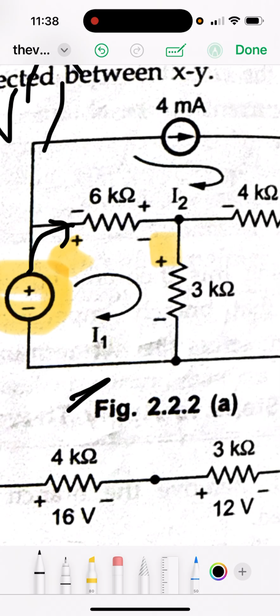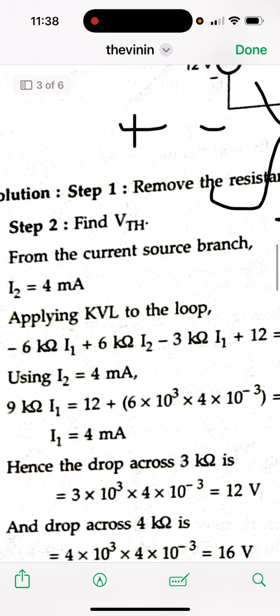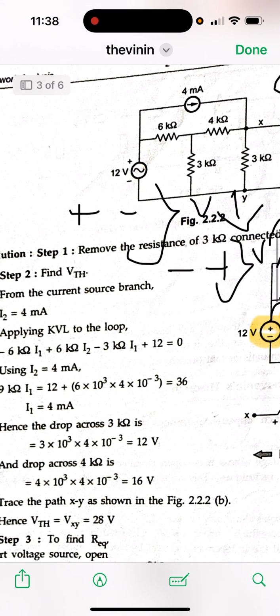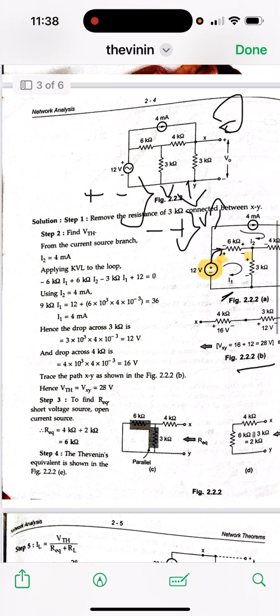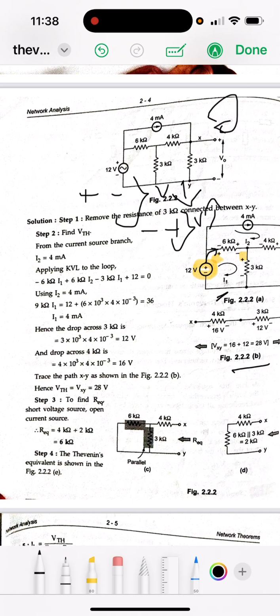If you're clear with this, then I have to apply KVL here. Don't get confused about what they're doing here. Normally plus to minus is minus, so minus 6 into what? I1. Correct, 6 kilo ohm I1. I'm not writing the kilo ohm, but still minus 6 kilo ohm I1. Then minus 3 kilo ohm I1.